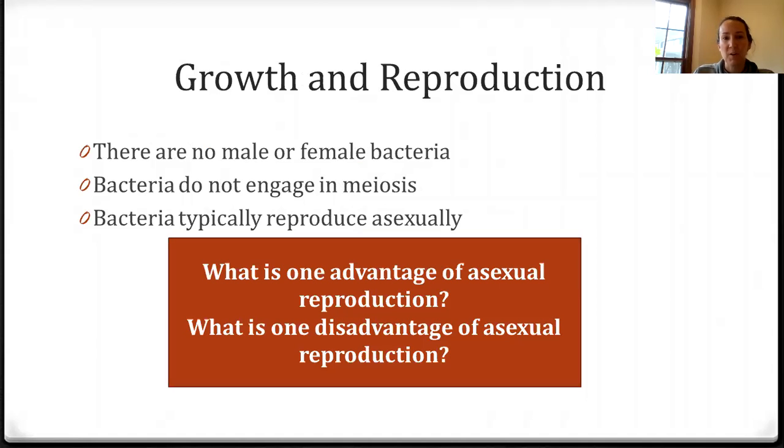Okay, growth and reproduction. There are no male or female bacteria. They do not engage in meiosis. They are typically reproducing asexually. So these questions here will be part of the wrap-up questions at the end of this that you'll do on Google Classroom.